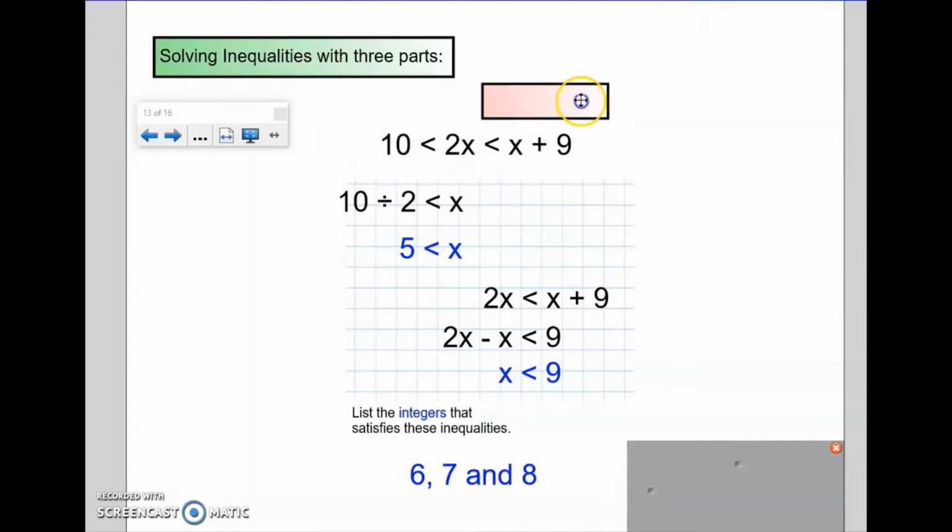So when we are given a three-part inequality, how we approach it is we split it into two separate questions. We deal with the first half of the inequality, then separately we deal with the second half of the inequality, then we can go ahead and answer the question that has been asked.